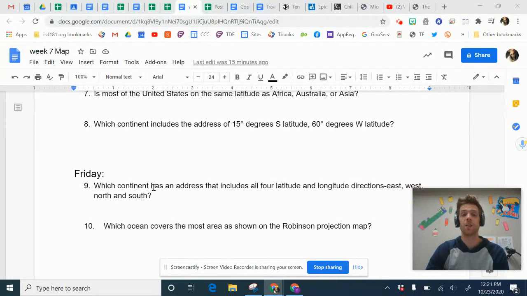Which continent includes the address of 15 degrees south latitude and 60 degrees west longitude? Now, please notice that I put the little circle in there. That's the degree symbol. And I wrote out the word degrees as well. On your responses, it's probably easiest for you just to type out degrees, and I wanted you to have that spelling there.